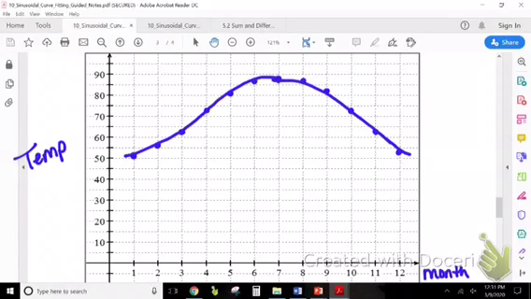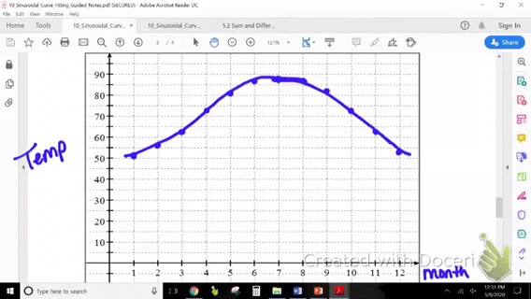Yeah, because we're going to connect them. In between those months, it's not just on January 1st that it's got the temperature. Something's going on during the whole month of January, so you need to connect those points there. And so does it appear to be sinusoidal? It's only half, though. Okay.